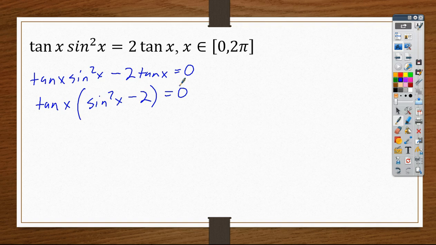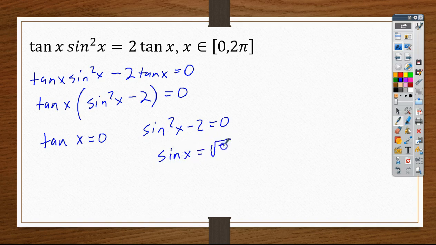Well, now that I've factored this, it's like when I factored things with x before. So now I have two things that are being multiplied together that equal 0. So either tan of x equals 0, or sine squared x minus 2 equals 0. One of those two things is going to happen. So I set this up: tan of x equals 0, and sine squared x minus 2 equals 0. What's kind of cool about this one is I do this over here and I get sine of x is equal to the square root of 2.